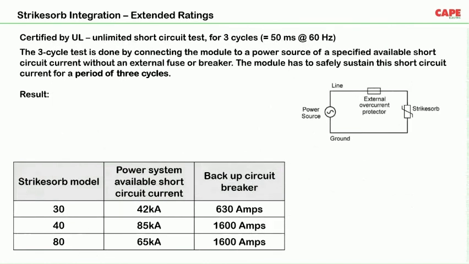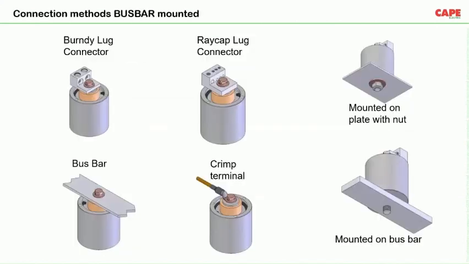Strikesorb series SPDs are again certified by UL for unlimited short circuit test for 3 cycles. That means each SPD has been given a short circuit current for 50 milliseconds at 60 Hertz frequency. So this is how a normal Strikesorb can be connected. Various lugs can be used. It can be mounted on a plate and then connected with a nut. It can be mounted on a bus bar. It can be used through a crimp terminal. A bus bar can be connected on the screw. These are the various connections for Strikesorb.